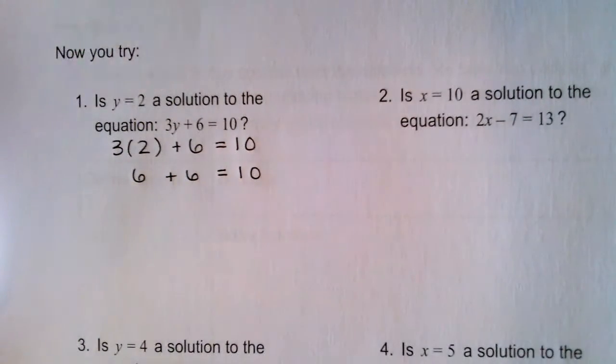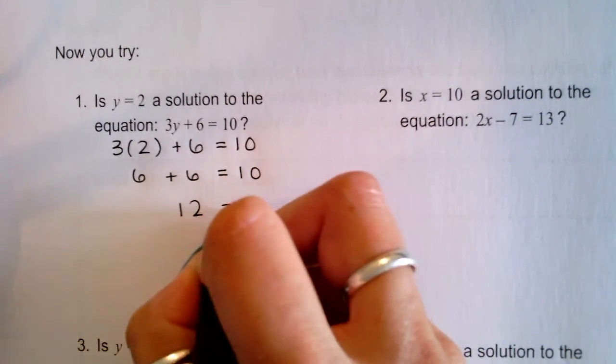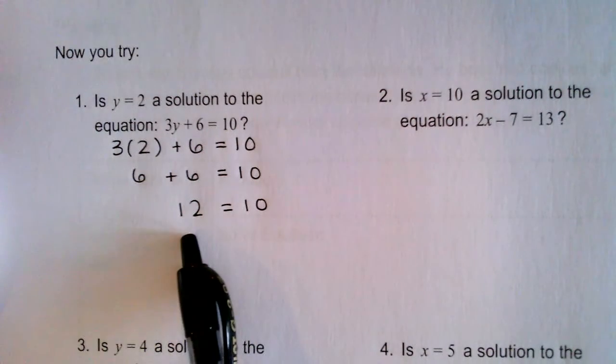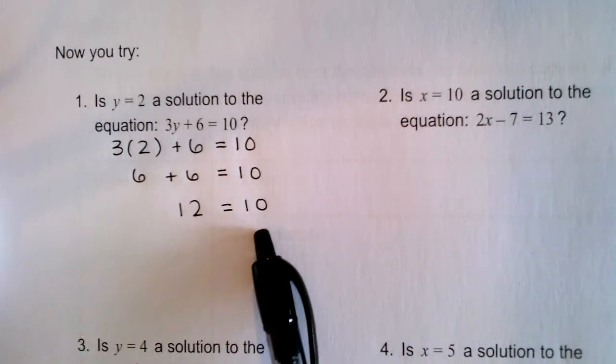Now, one more step to completely simplify this left-hand side. 6 plus 6 gives us 12. And we get 12 equals 10. So now we have to ask ourselves, did we fully simplify the left-hand side? Yes, it's one number. Did we fully simplify the right-hand side? We didn't have to because it's already one number.